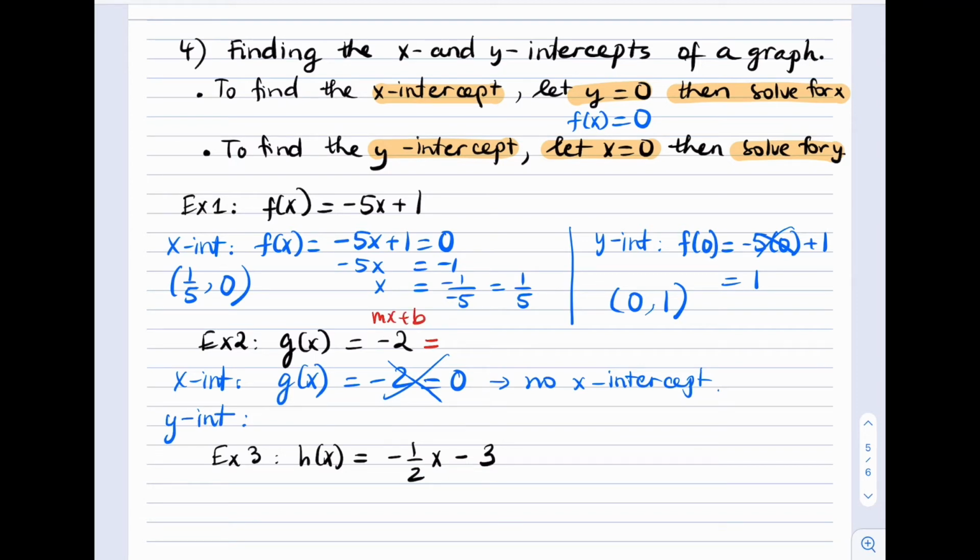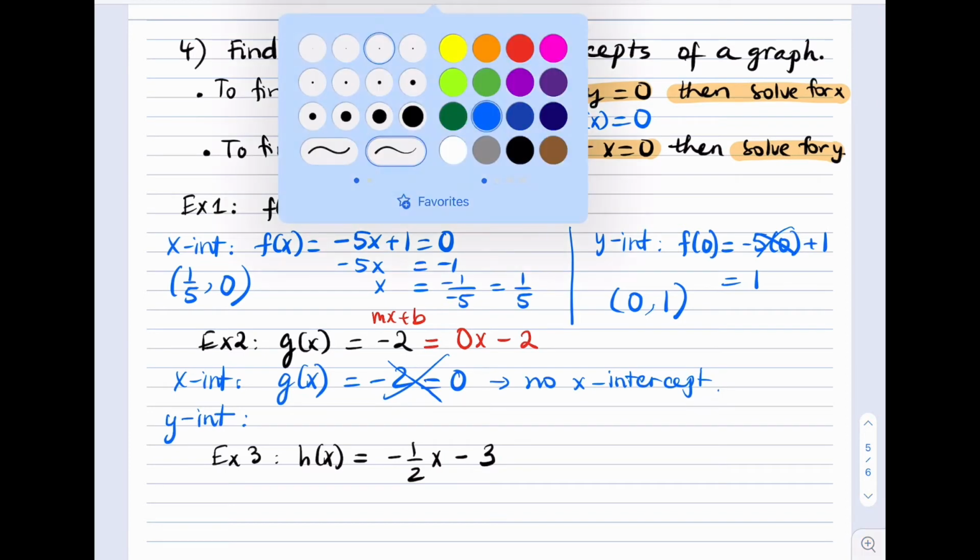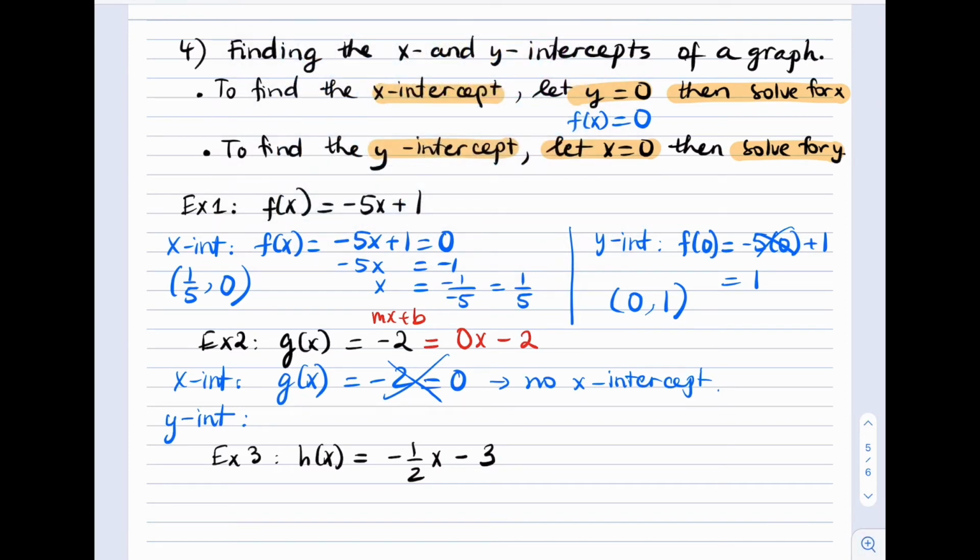Yes, we can. We can write 0x minus 2. Now, this still gives you negative 2 because 0 times x is just going to be 0. But you can see that m, which is the slope, would be 0 here. Okay, so by writing it this way, I can see the x.